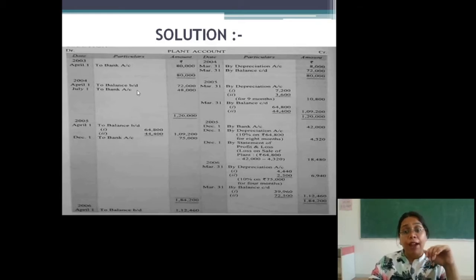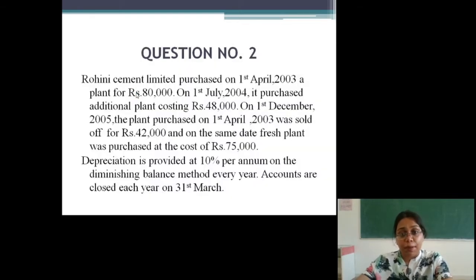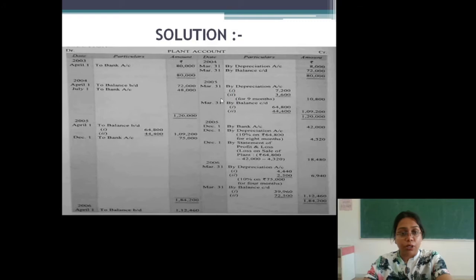But now here we will have to keep in mind that we are also purchasing another machinery in this year. That is, we are purchasing a machinery on July 1st 2004. To bank account, the amount of machinery will be 48,000. Now we will have to charge depreciation 2 times on 2 machinery in case of this year. That is, we will charge depreciation on 2 machinery in year 2005. That is after 1 year.